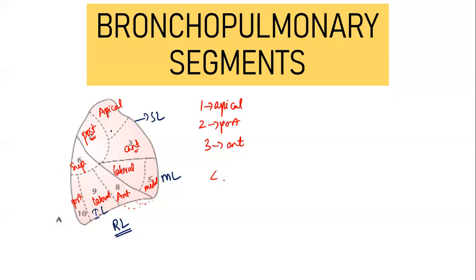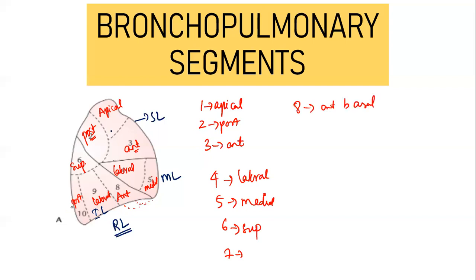So 4 is the lateral segment, 5 is medial, and 6 is superior. I told you, right? In the inferior lobe, this is the superior aspect. So it is superior, and all other segments are basally located. So all these are basal. So 7 should be medial basal, that is missing in this picture. 8 is anterior basal, 9 is lateral basal, 10 is posterior basal.